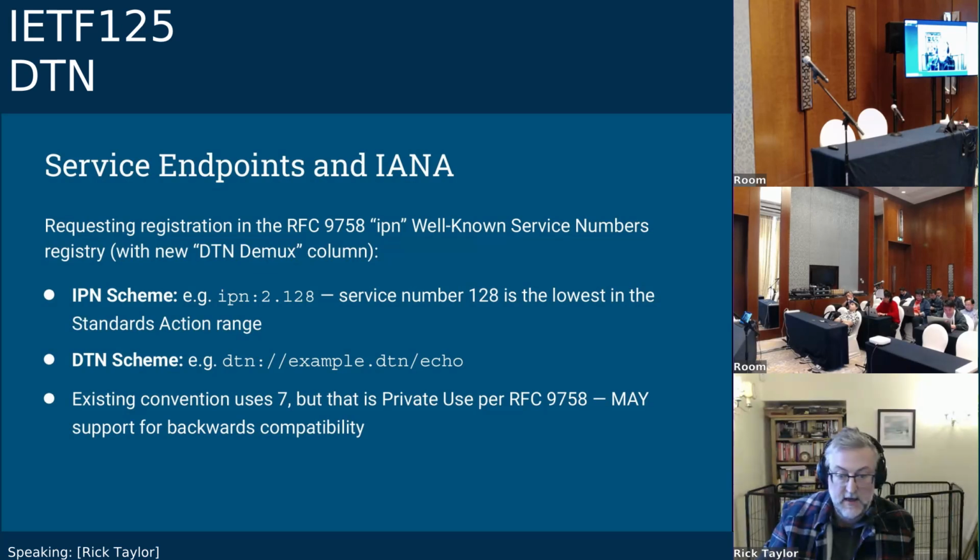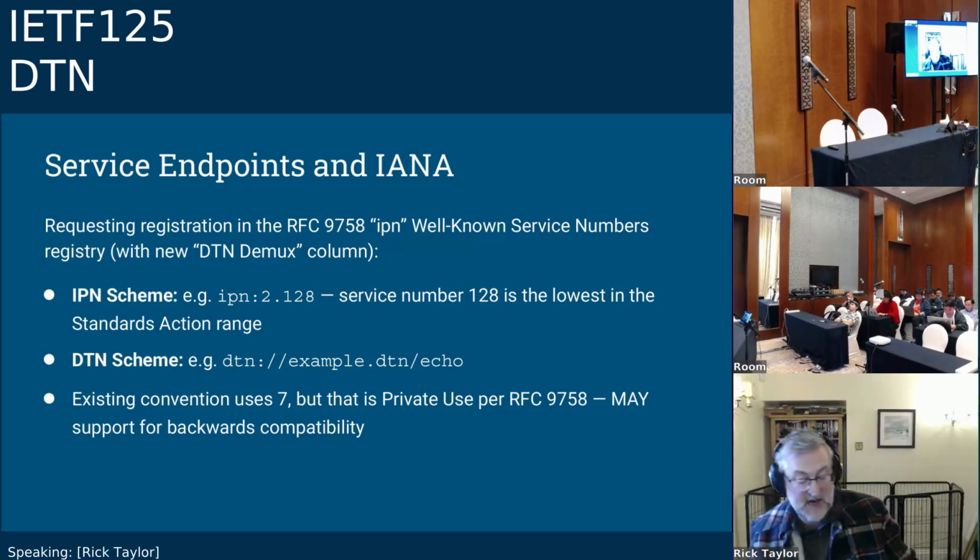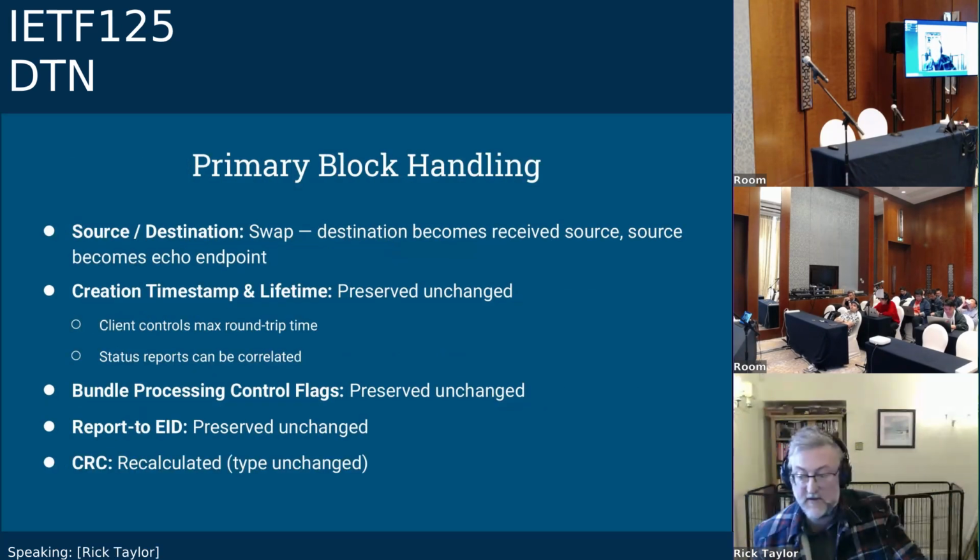And the second bullet here is I suggest that /echo makes a good demux for a DTN service. I'll take questions at the end if you don't mind, because I'll just blast through this. I've got too many slides on this piece. A 7 has historically been used. I have no reason to stop 7 being used, but it happens to be in the private use space.